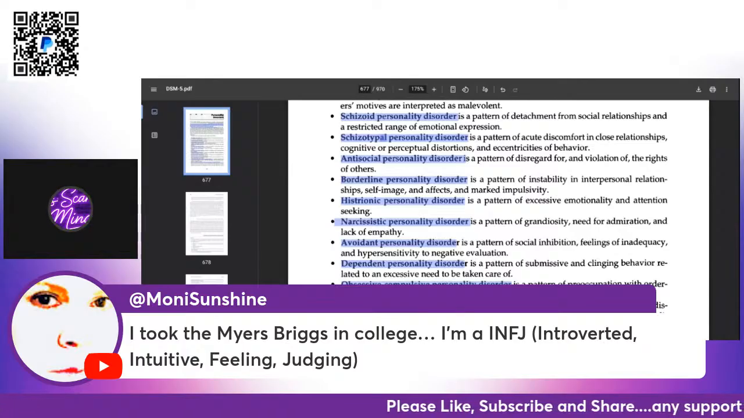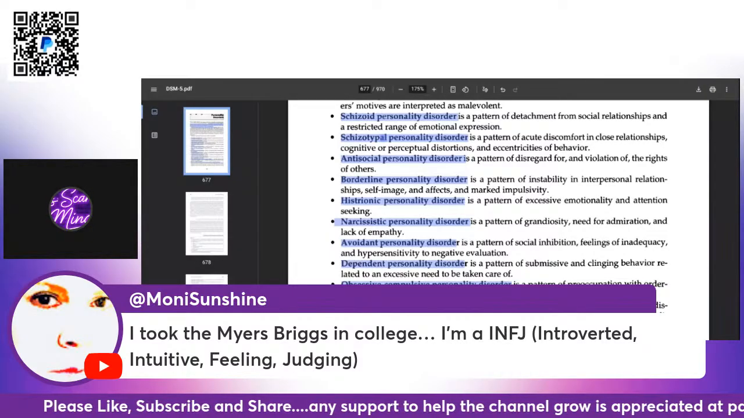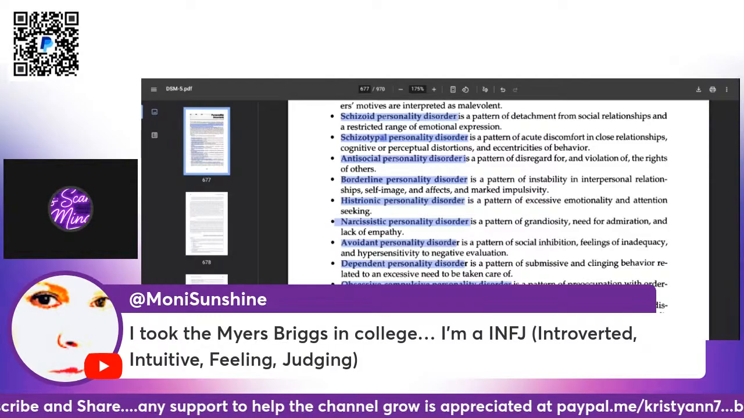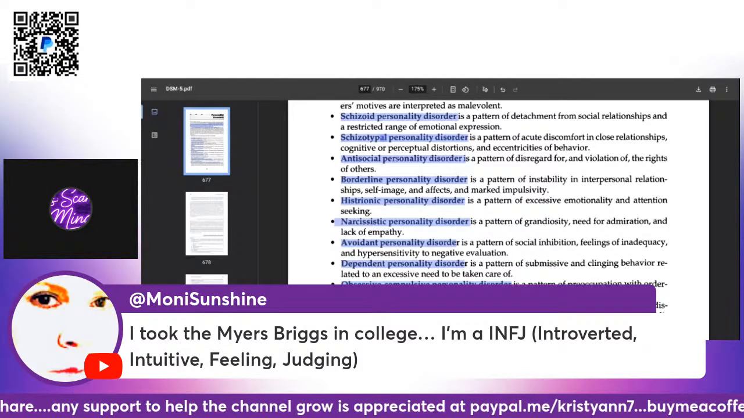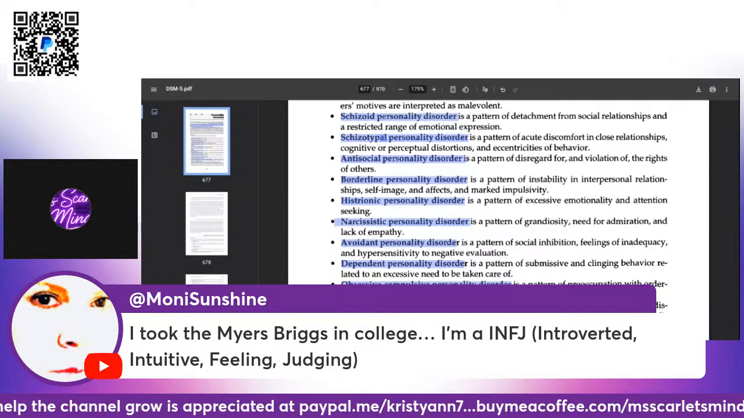Moni G took the Myers-Briggs in college. I'm an INFJ, introverted, intuitive, feeling, and judging. Yeah, that's the one. The four-letter one. That's the one I'm thinking of. Like, I know I'm an E, an extrovert, but other than that, I cannot remember.